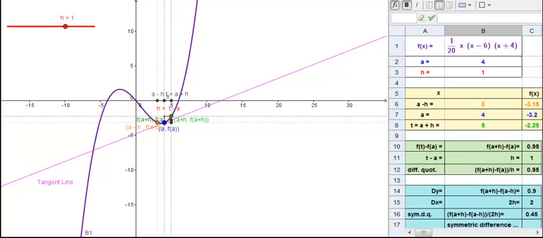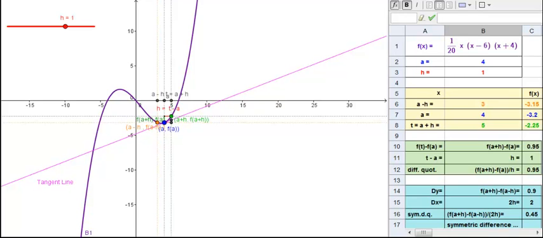We're back looking at this GeoGebra sketch that I have introducing the derivative, the difference quotient, and the symmetric difference quotient. In our last video we mainly talked about the difference quotient, and this video is going to focus on the symmetric difference quotient.